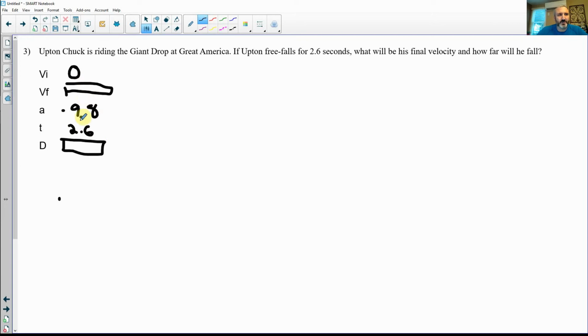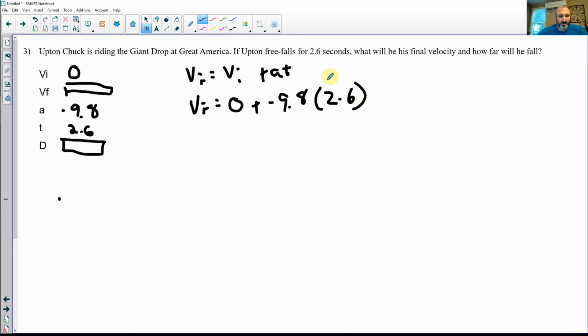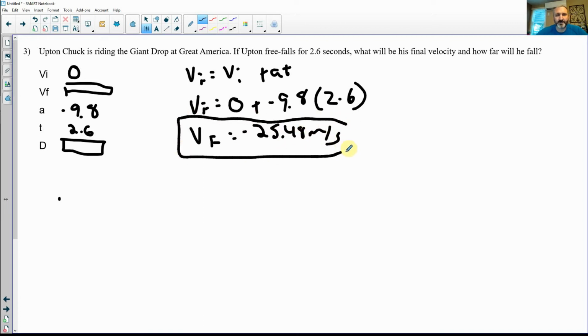So let's see, we can do final velocity, that's probably the easiest. VF equals VI plus AT. So VF, which is what we're looking for, equals 0 plus negative 9.8 times 2.6. Negative 9.8 times 2.6. VF is going to be negative 25.48 meters per second. So there's the first answer.